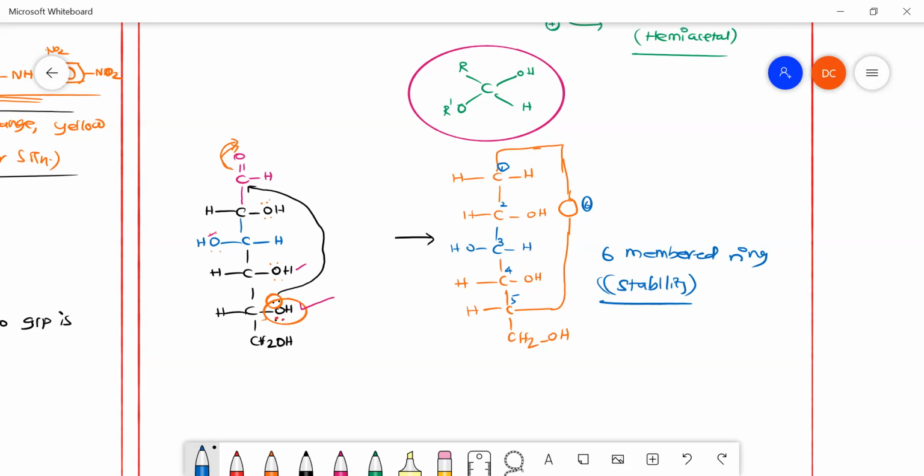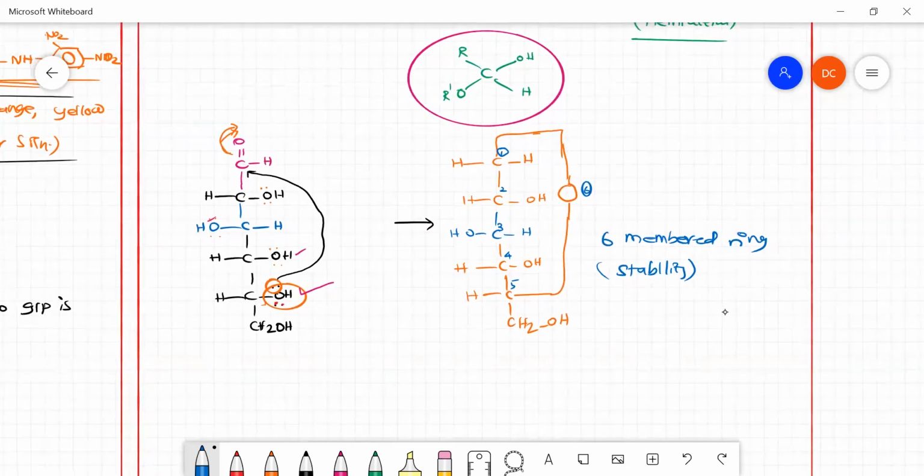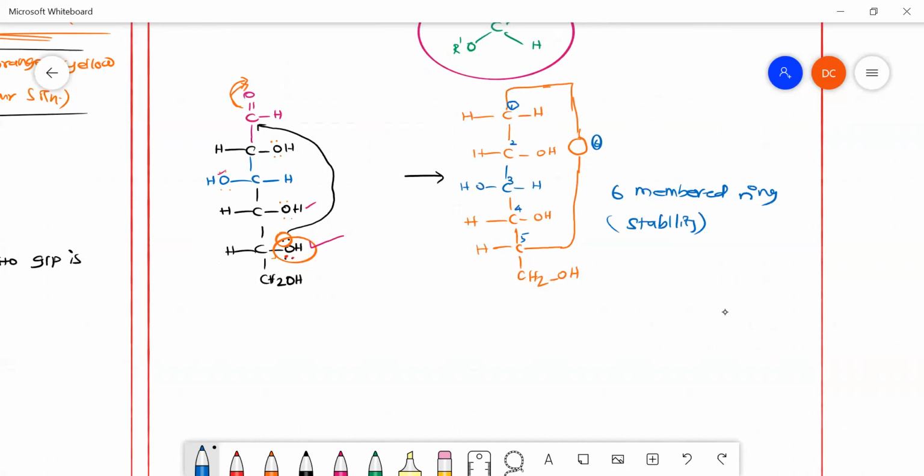That is why these lone pairs cannot go and attack. Okay, like that. Is that clear? So somewhat it forms a hemiacetal structure. Is it clear or not? This is very, very important. Is it clear or not? If you say clear, I will move on to the next. Otherwise, I'll repeat.